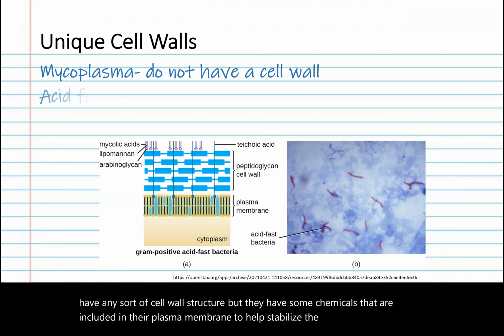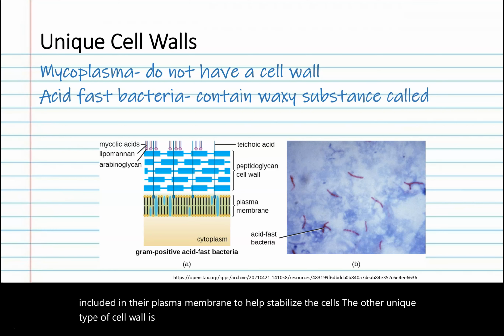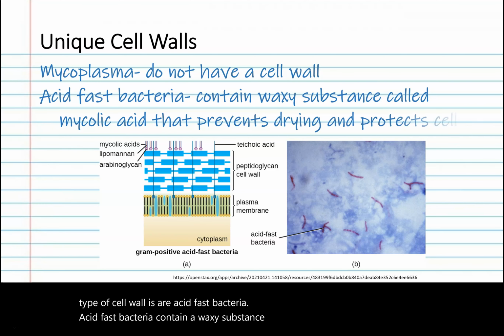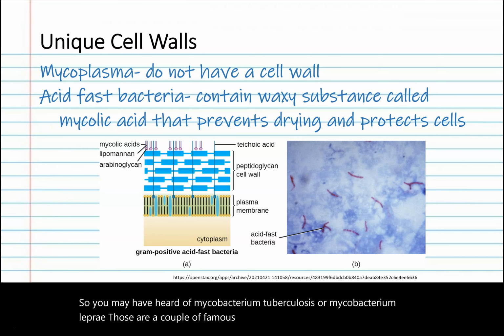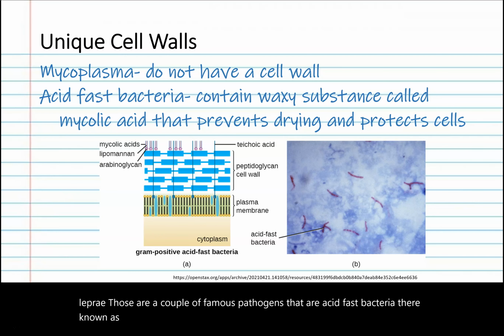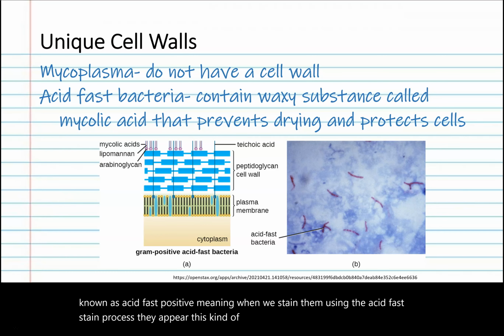The other unique type of cell wall is our acid-fast bacteria. Acid-fast bacteria contain a waxy substance called mycolic acid. So you may have heard of Mycobacterium tuberculosis or Mycobacterium leprae. Those are a couple of famous pathogens that are acid-fast bacteria. They're known as acid-fast positive, meaning when we stain them using the acid-fast stain process, they appear this kind of purpley fuchsia color that you can see in the image below.